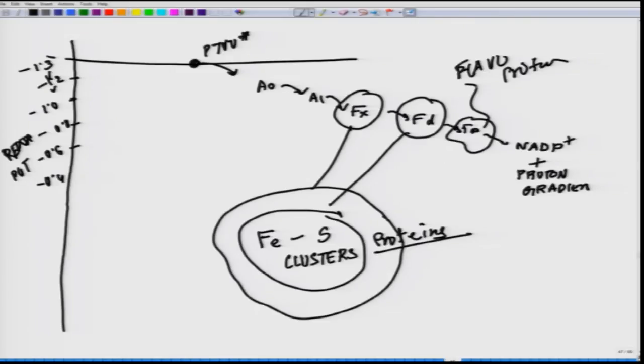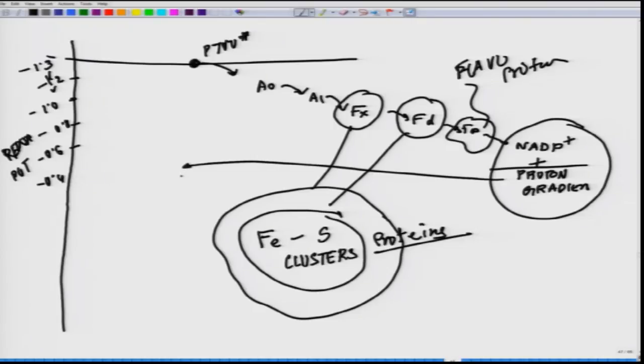Which is the flavoprotein, and these are the ones involved in making the electron hop and reach the NADP. So, what I wanted to highlight here is, as the electron hops through, at three different locations a proton gradient is formed as electrons flow through cytochrome b6f from photosystem 2 to 1.